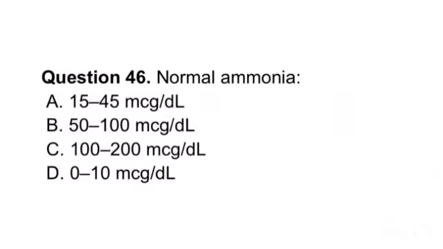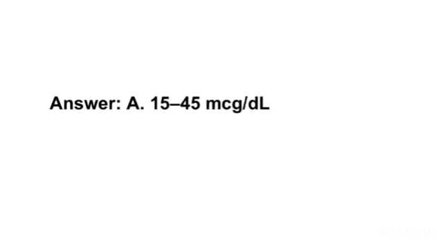Question 46. Normal ammonia. A. 15 to 45 micrograms per deciliter. B. 50 to 100 micrograms per deciliter. C. 100 to 200 micrograms per deciliter. D. 0 to 10 micrograms per deciliter. Answer 15 to 45 micrograms per deciliter.